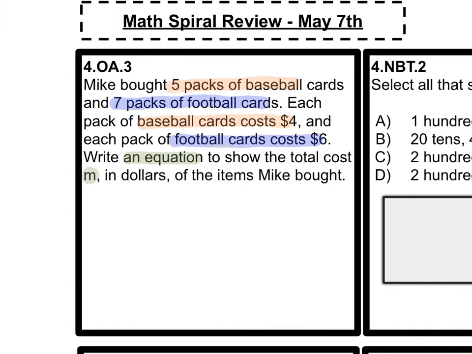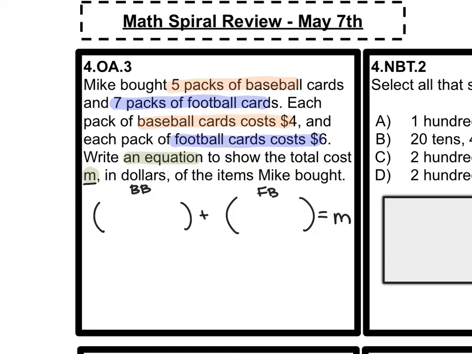So I'm going to go ahead and write that equation. I'm going to do 2 parentheses, one for baseball plus the amount of money that he spent on football cards. Okay, and that's going to equal M. That's what that M means here. So this is the start to our equation.